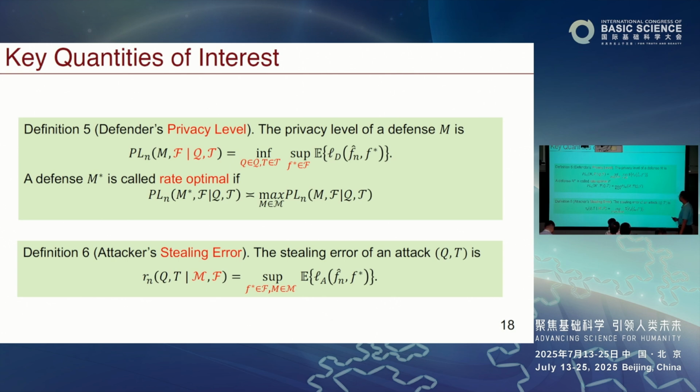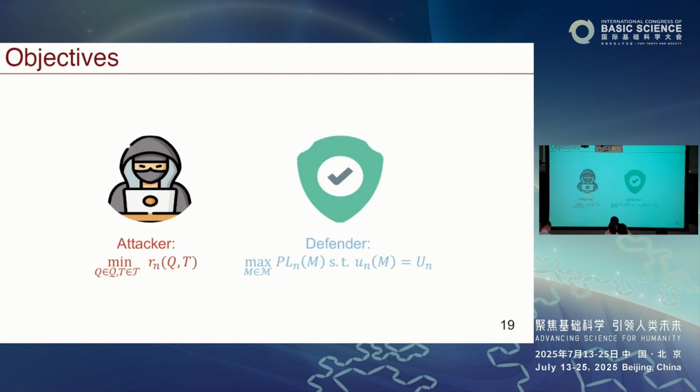Okay, good. So the overall goal for the two parties: the attacker, of course, wants to minimize the stealing error, and for the defender, we want to maximize the privacy level under the constraint that the utility is not too bad. Otherwise, nobody's going to buy your service. So with the utility constraint, you maximize the privacy level. So that's the objective.